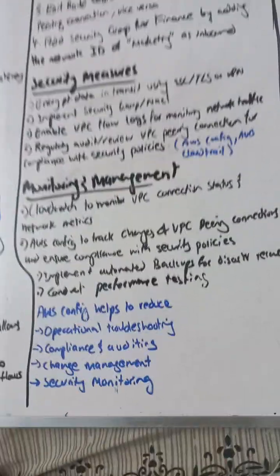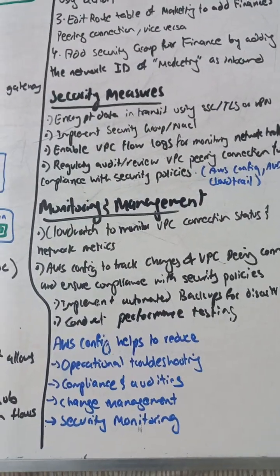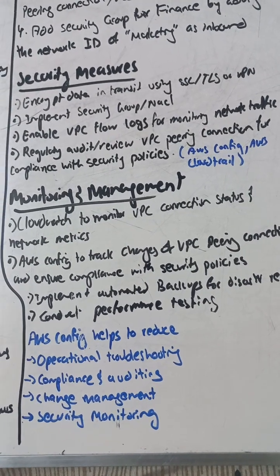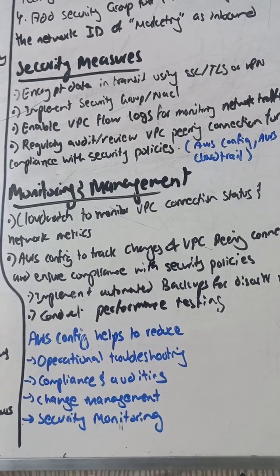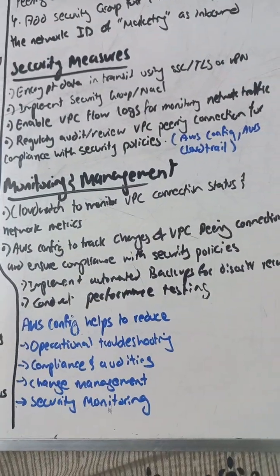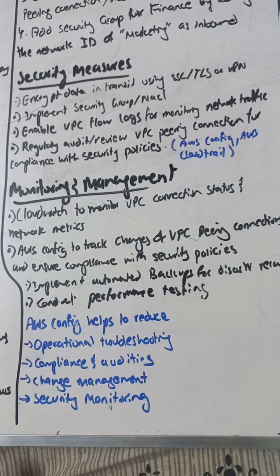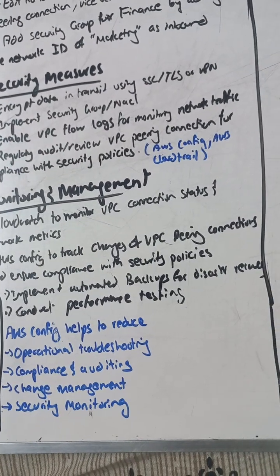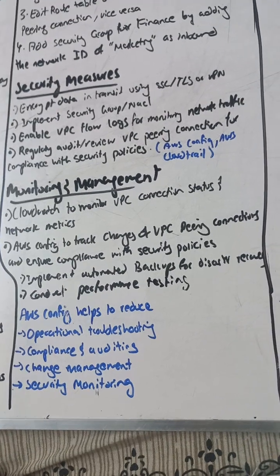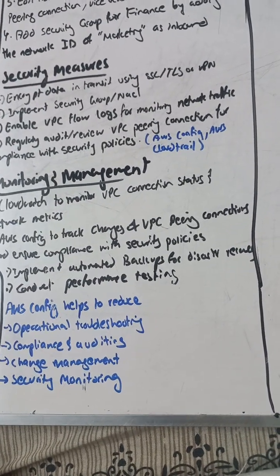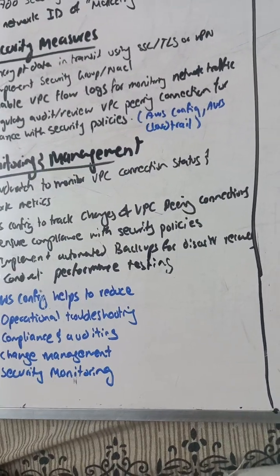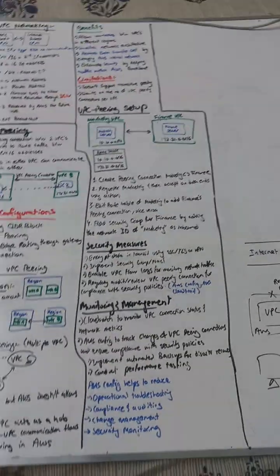Lastly, you can also monitor and manage all of the resources of your VPC connection by using CloudWatch. It basically creates graphs for you, and you can also create alerts through it as well. AWS Config is used to track configurations or changes of your VPC peering connections and ensure compliance with security policies. You can implement automated backups for disaster recovery, or you can conduct performance testing with it as well. So that was all related to VPC.